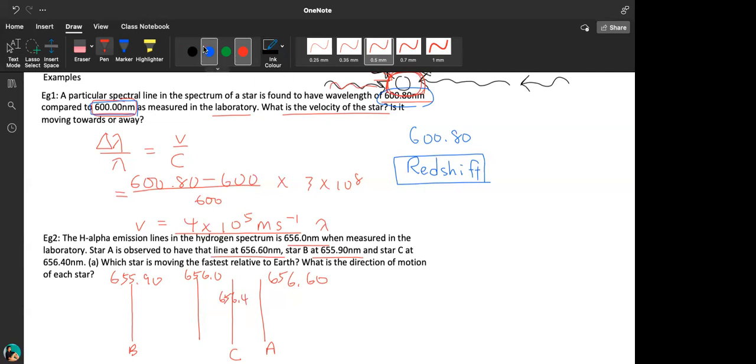Okay, which star is moving the fastest? The star that is moving the fastest should have the greatest difference in the wavelength. So you just subtract from the actual to see which one gives you the greatest difference in the wavelength. So it's 656 minus star A's wavelength. Star A is the fastest.